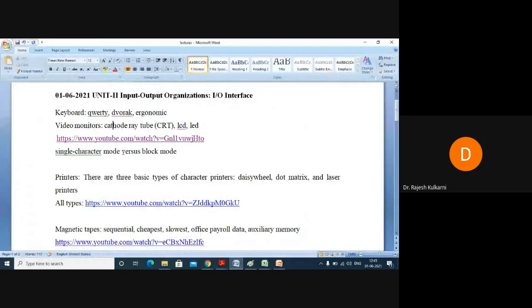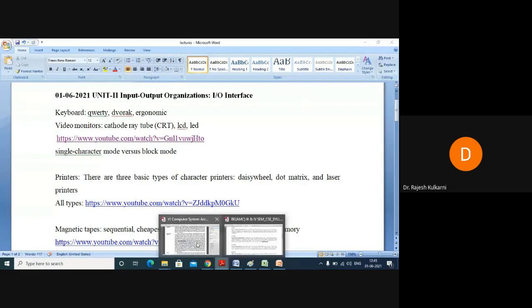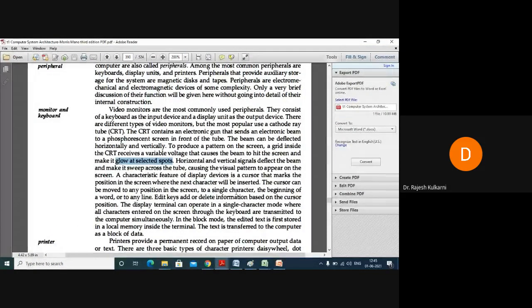The next thing about the monitors is that they are either single character mode or block character mode. So let us look at that also. Although I mentioned that, just give me a minute. I am just checking where it is.